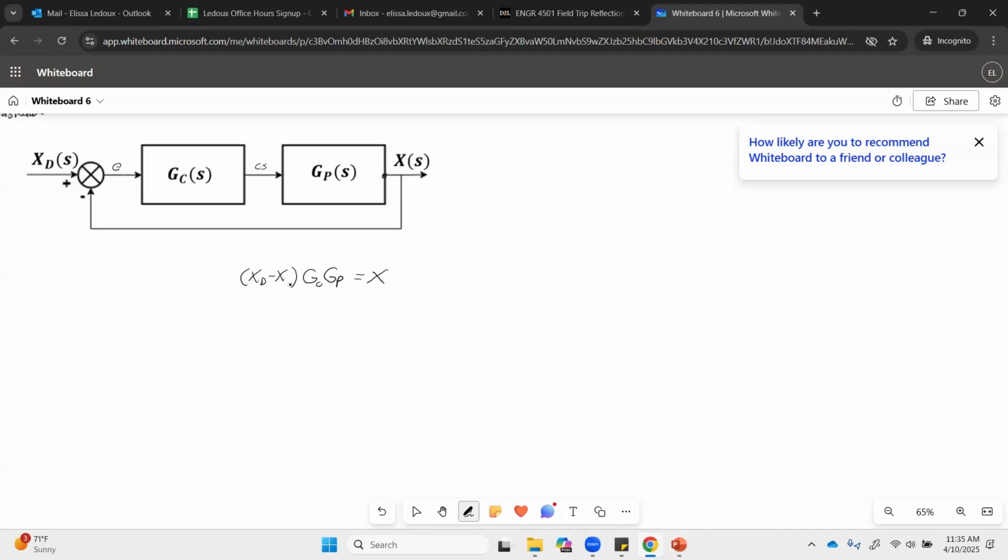And so we'll multiply this GC, GP all the way through. So we'll have GC GP times XD minus GC GP times X equals X. So we just went and distributed that GC GP to both places.